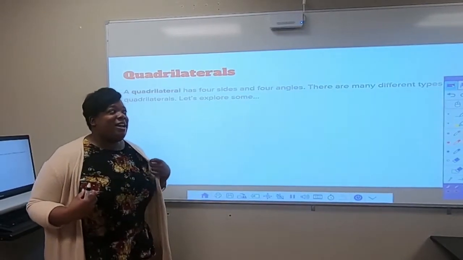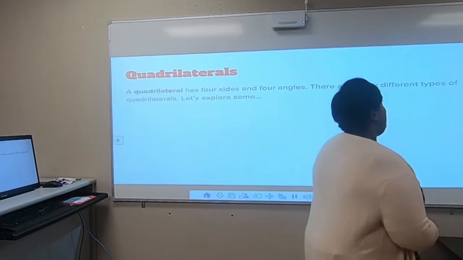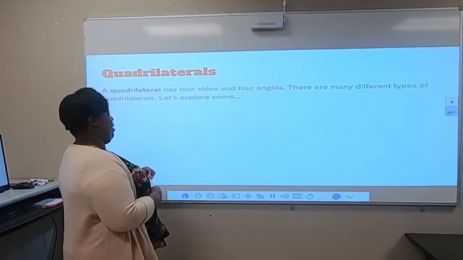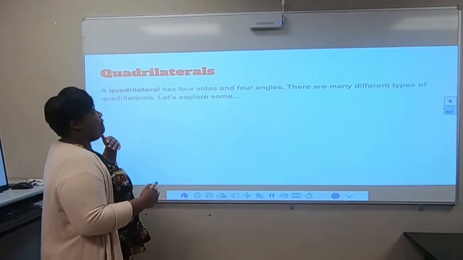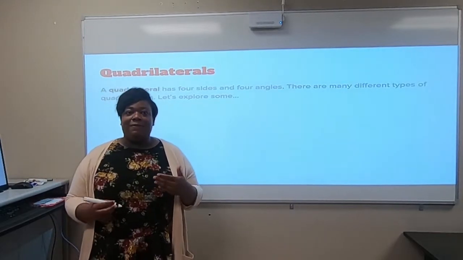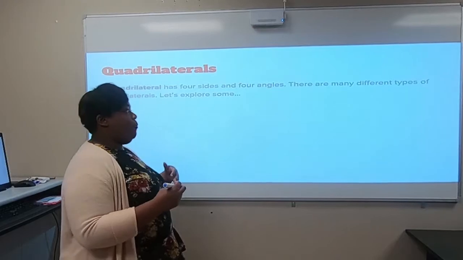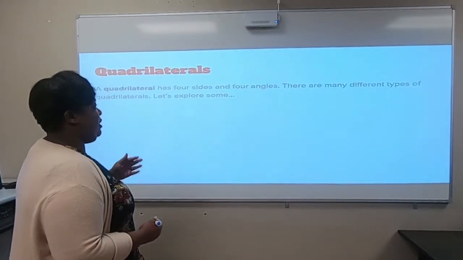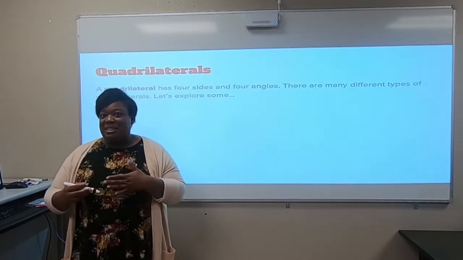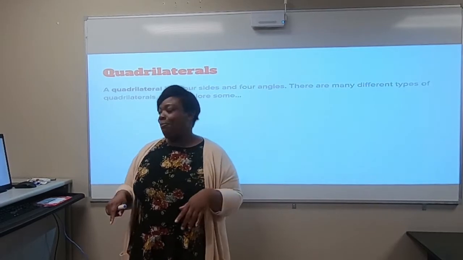Now, here's where it gets a little different with the quadrilaterals, okay? With the quadrilaterals, you have different types of quadrilaterals. Quadrilaterals have 4 sides and 4 angles, and there are many different types of quadrilaterals, okay? One thing I always tell my students is the more regular the quadrilateral gets, the more it gets a different name. And you'll see what I'm talking about as I go through the slides, okay?